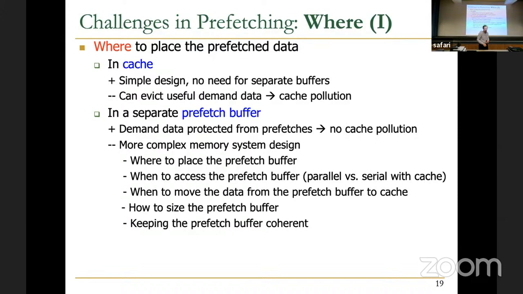When do you access the prefetch buffer? Do you do it serially or in parallel with the cache? Now you have an energy problem if you do it in parallel. In serial, you have a latency problem potentially. When do you move the data from the prefetch buffer to the cache, or do you ever move the data from the prefetch buffer to the cache?